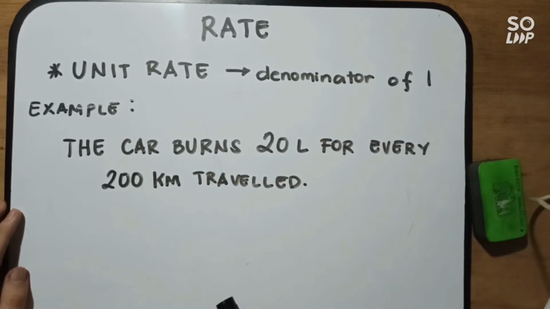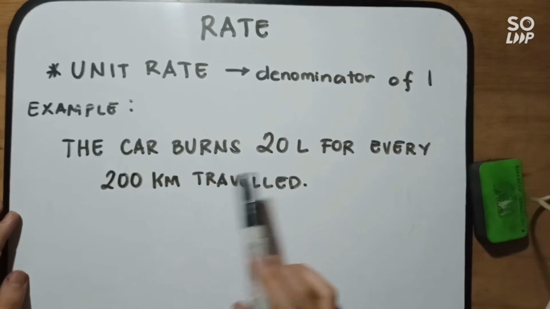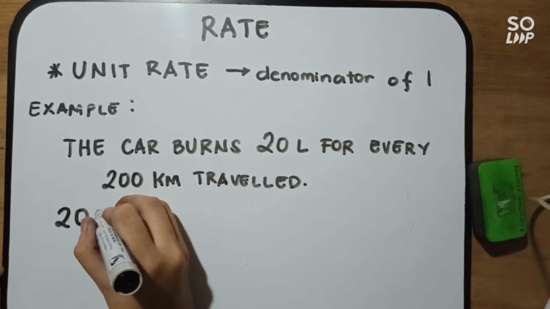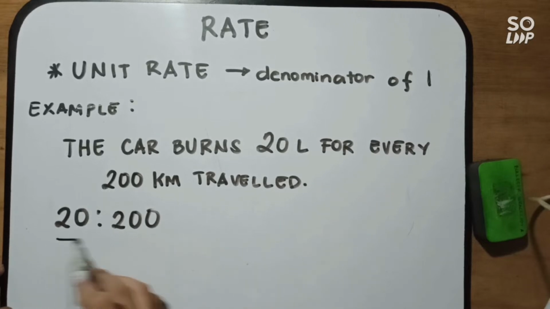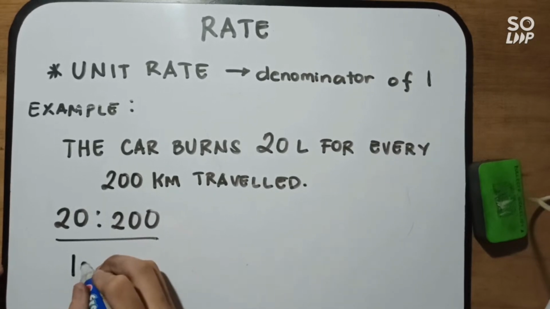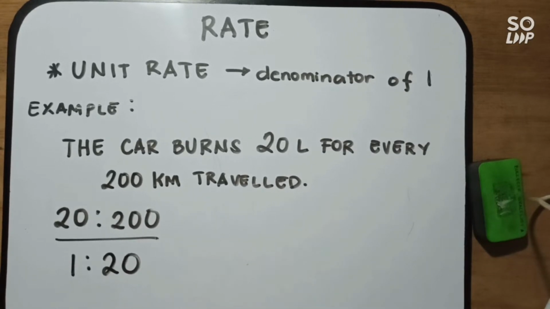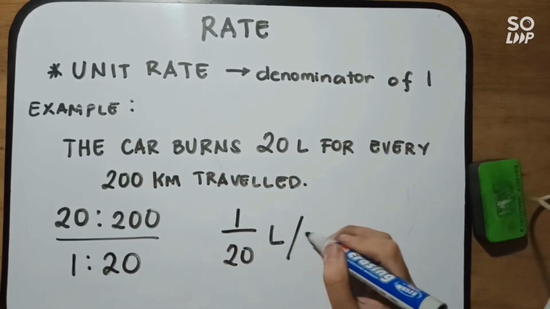An example of this is a car that burns 20 liters for every 200 km traveled. We can express these two quantities as a ratio: 20 liters is to 200 kilometers traveled. If we reduce this to lowest terms, it becomes 1:10. The rate of the car can therefore also be expressed as 1/10 liter per kilometer.